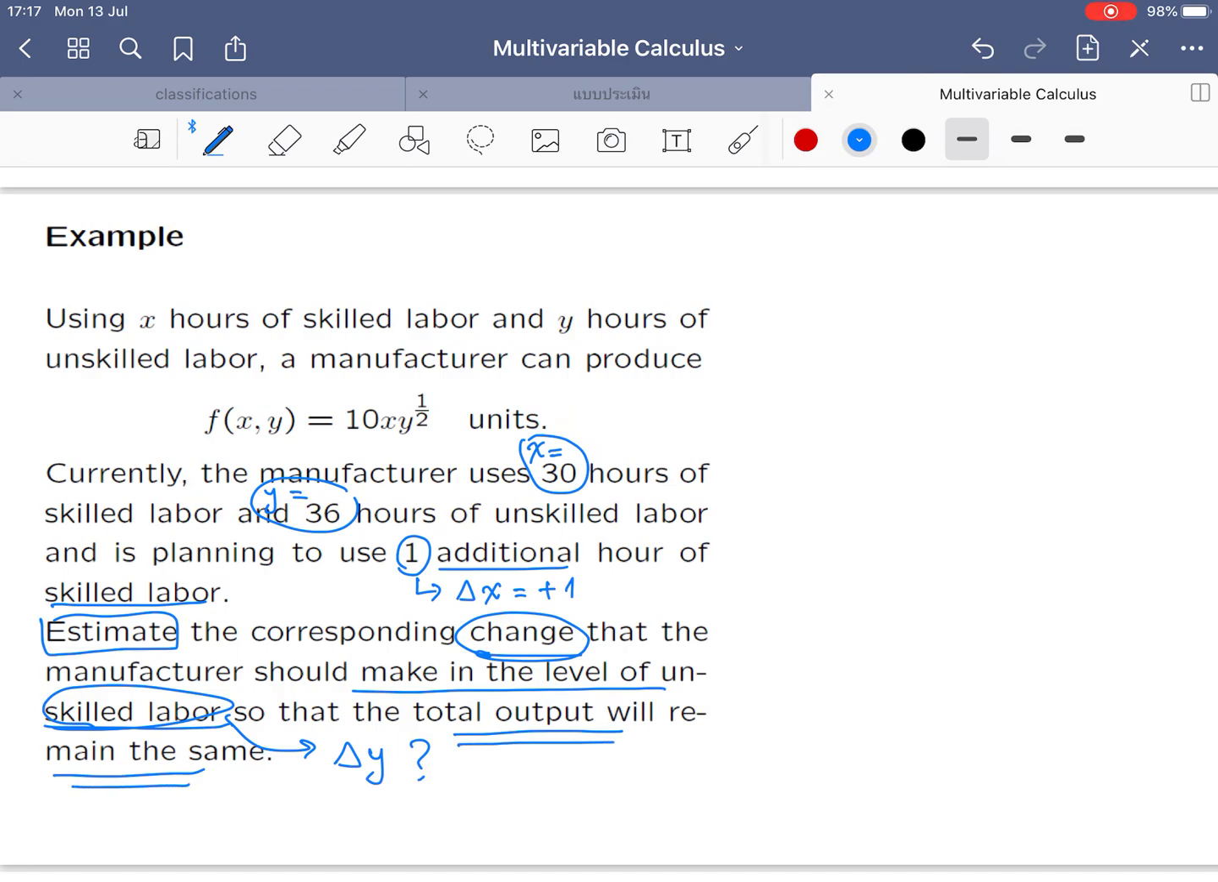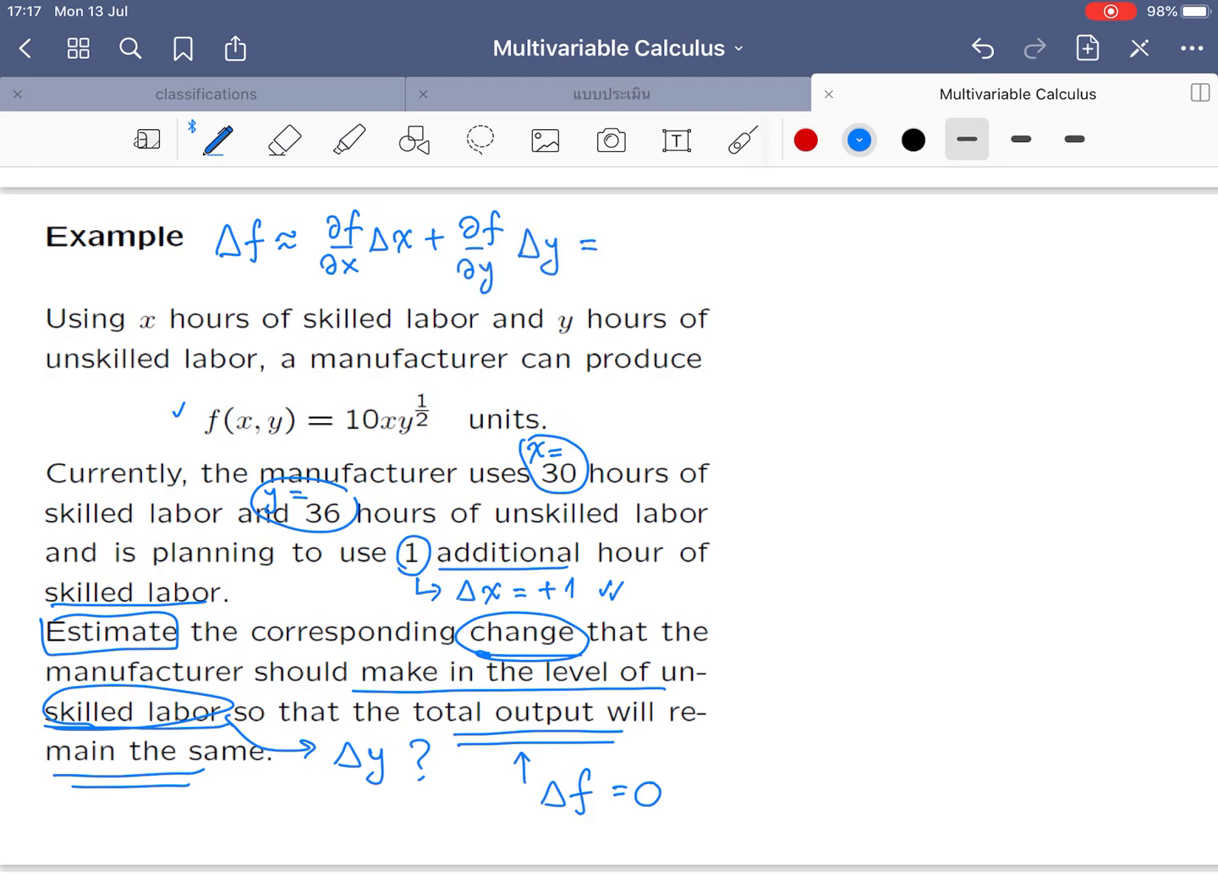So this keyword, what does it mean? The total output will be the same. If you increase your skilled labor, it will actually affect your output, so it should have your delta F as well. However, this delta F needs to remain the same, so your delta F must be 0. This is the setting. So what is the delta F right now? The delta F is approximated by df by dx delta x plus df by dy delta y.